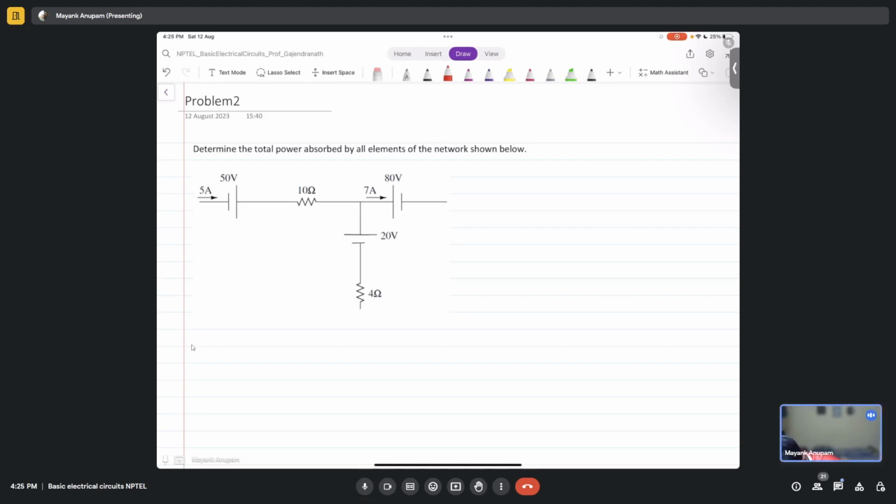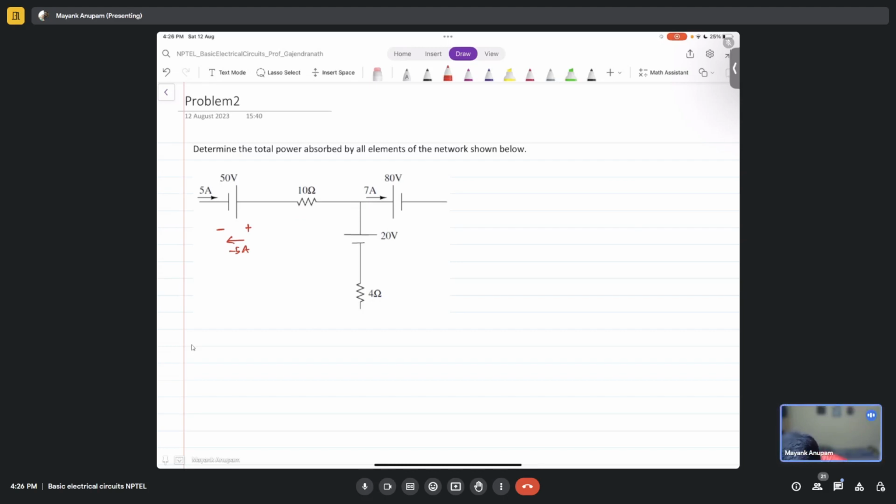Okay, so let's take this 50 volt. This is minus, this is plus, right? Yes, sir. And the current that I should be assuming here should be in this direction, right? Yes, sir. So for the 50 volt, current in this case is minus 5 ampere, right? Yes, sir. Correct. Okay. Coming to this, what should I do?